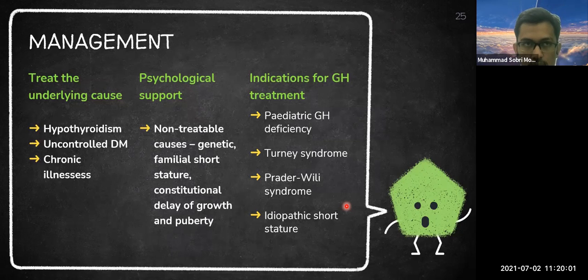And also, there's a role of growth hormone treatment, taken from the pediatric protocol. It's indicated in pediatric growth hormone deficiency, Turner syndrome, Prader-Willi syndrome, and also idiopathic short stature. These are some of the indications. There are also a few other indications that can be found in the pediatric protocol.